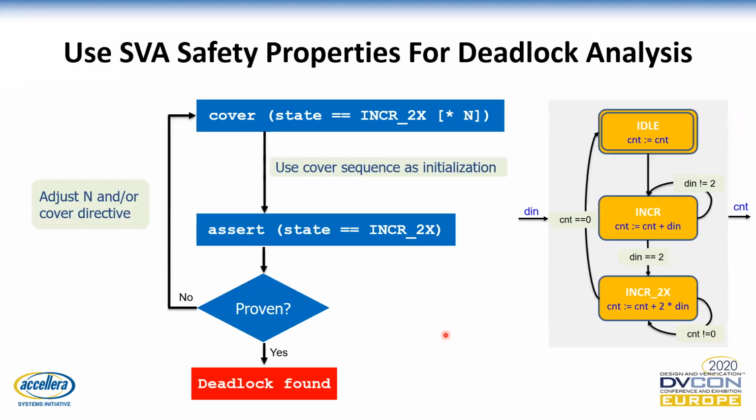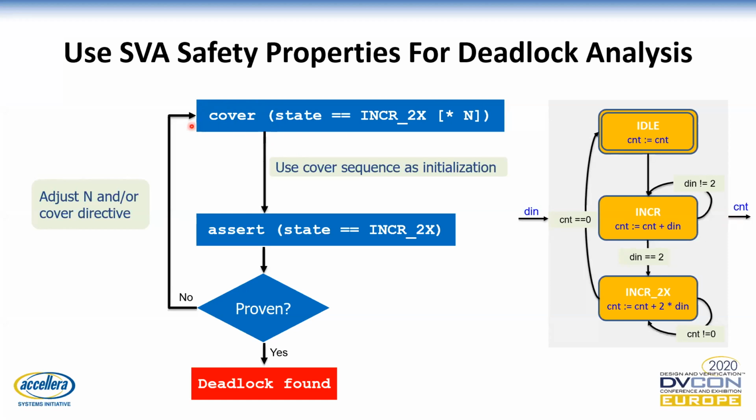Now let's move to formal verification and consider first if safety properties can help us. I will demonstrate a commonly used approach here using this simple FSM. We want to check if this incremental to X state can be a deadlock state. The idea is very simple and consists of 3 steps. First, find a trace where the FSM can reach the state incremental to X and stay there for n cycles. This is expressed by this cover directive.